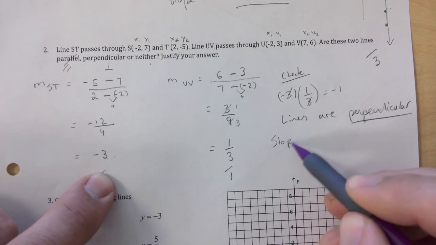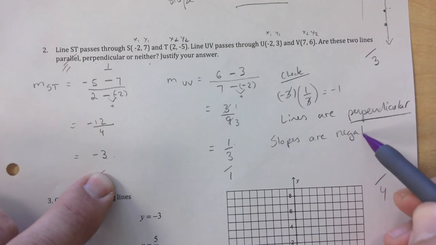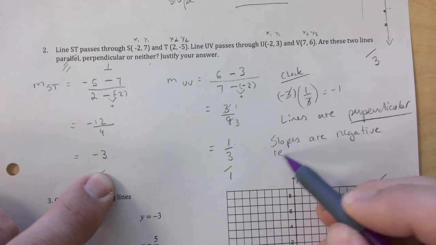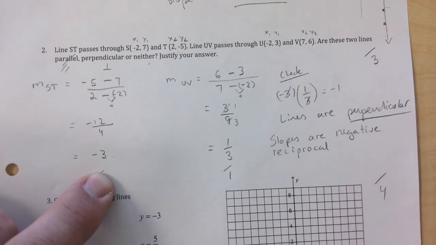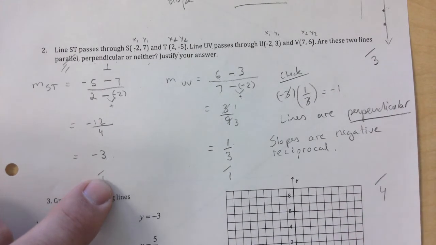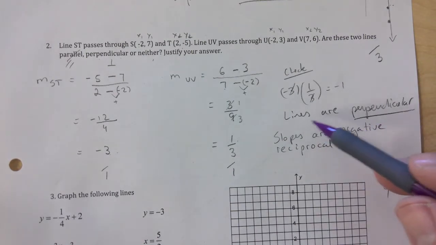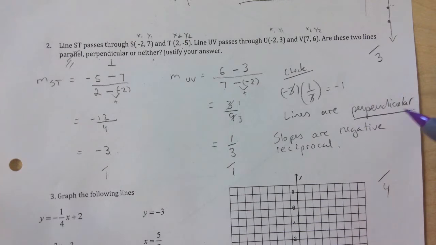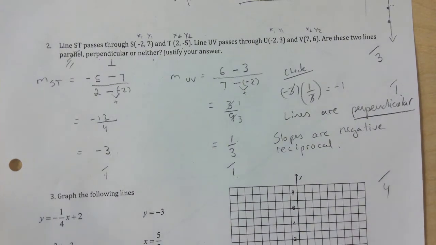Slopes are negative reciprocal of each other, right? So because of that, you know that they're perpendicular. So you stating that lines are perpendicular would get you a mark. So you get one for each slope and then one for the conclusion of whether or not they're perpendicular.